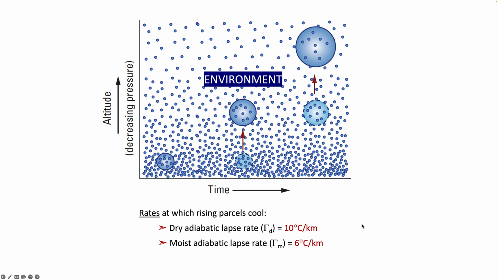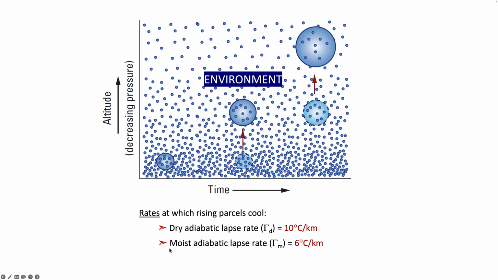The next rate of cooling is called the moist adiabatic lapse rate, and so it's going to be uppercase gamma, lowercase m, and the moist adiabatic lapse rate is 6 degrees Celsius per kilometer. Now, in this case, we're lifting both dry and moist parcels through the atmosphere, but you see this difference in rates of cooling, and you see that the moist adiabatic lapse rate is less than the dry adiabatic lapse rate.